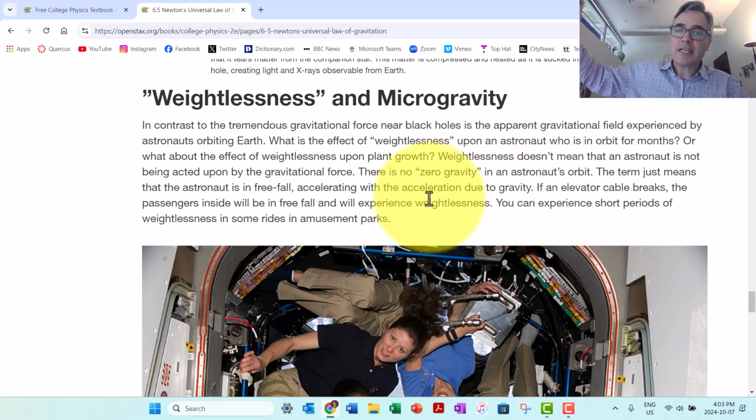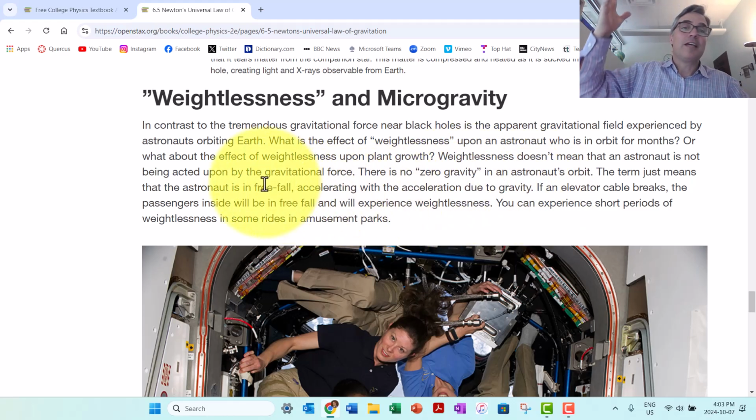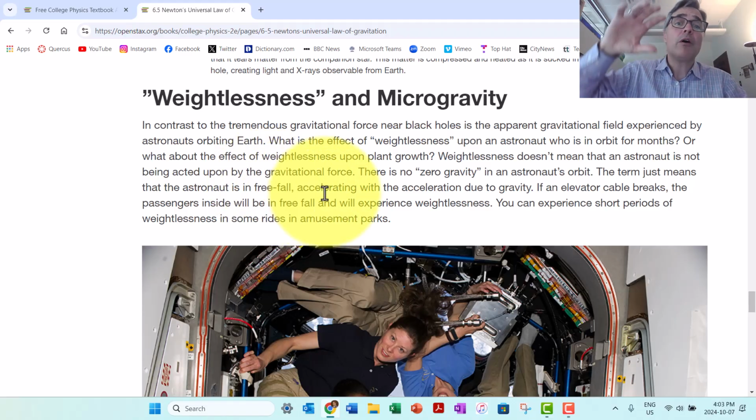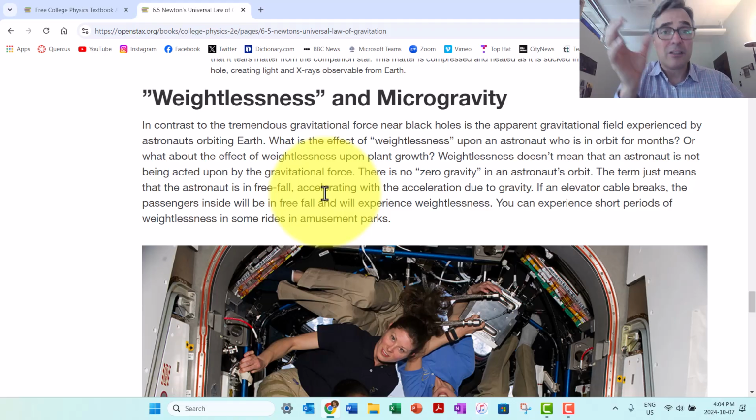It is because they are in free fall. If you were accelerating downwards in an elevator at 9.8 meters per second squared, you would feel weightless too. You'd be floating around the elevator until it crashed to the bottom of the pit. Well, what's happening with astronauts is that they're in orbit around the Earth, so they're continuously accelerating towards the center of the Earth at about 9.8 meters per second squared.